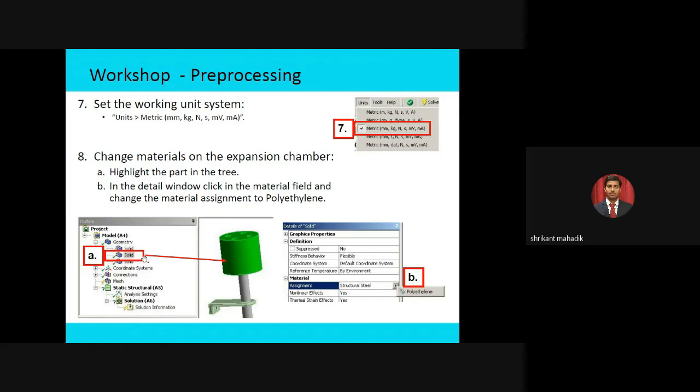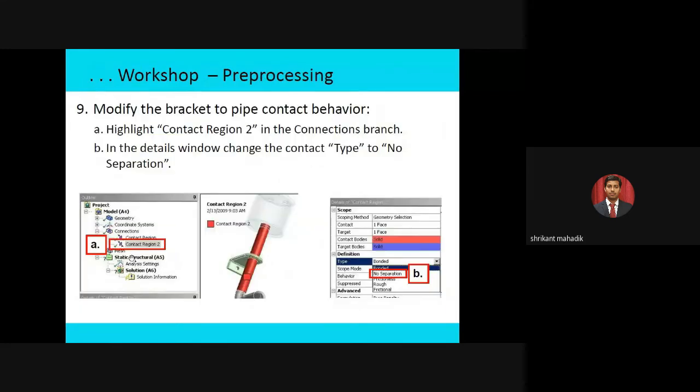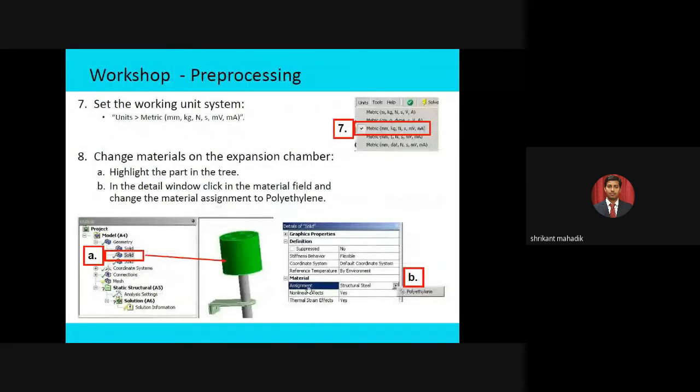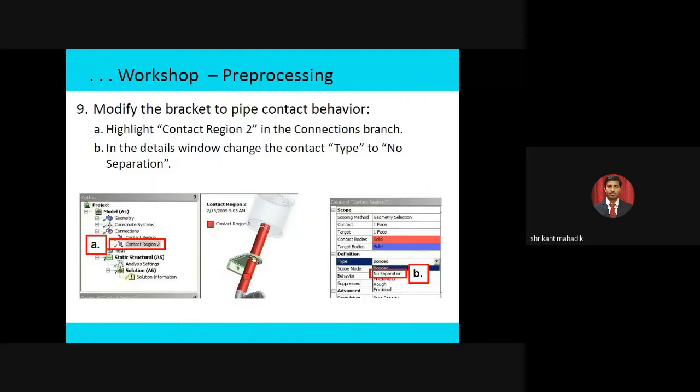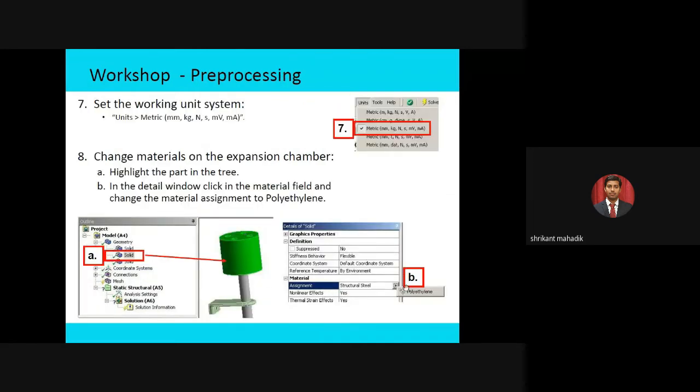So you can see here, in number 8, we are going to change the materials, as we have the condition that for the expansion chamber the material is polyethylene, and for this bracket and for the tube the material is structural steel. So we are going to select these two materials. Here you can just select the part, and in the material there is an option of polyethylene or structural steel. According to your requirement you can select the material. Okay. Then for this tube, the material is, sorry, structural steel that we have selected.